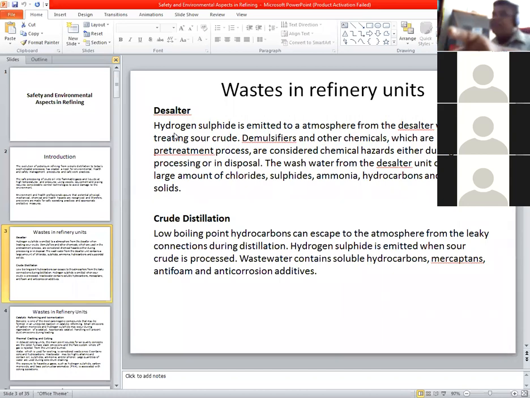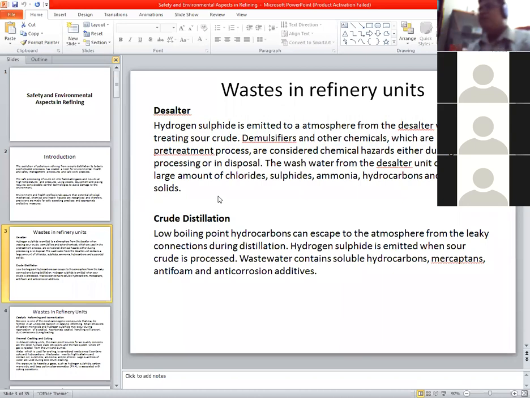The emission, if sulfur or any other impurity is present, you already know that emissions can be SOx or NOx. So this is actually impurity. If you do not remove the impurities, these harmful substances or hazardous air pollutants can be released to the environment. So the first activity in the refinery is the desalter unit.